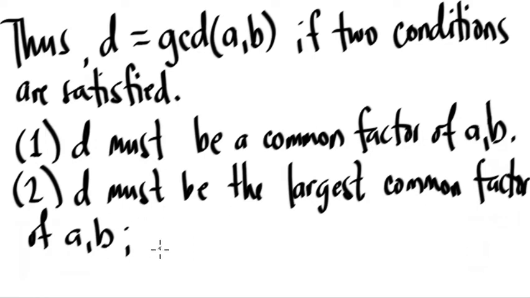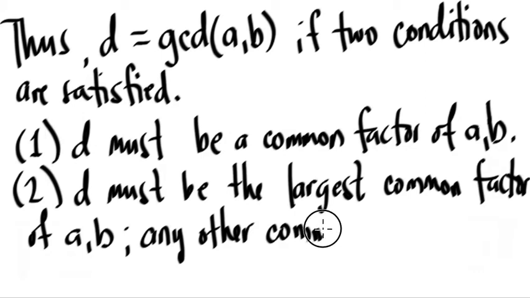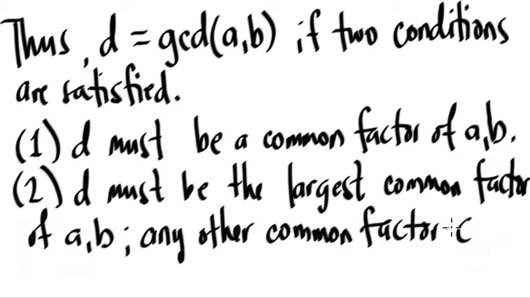So in other words, any other common factor C must be less than or equal to D. So that is what the definition is actually telling us, in worded format.